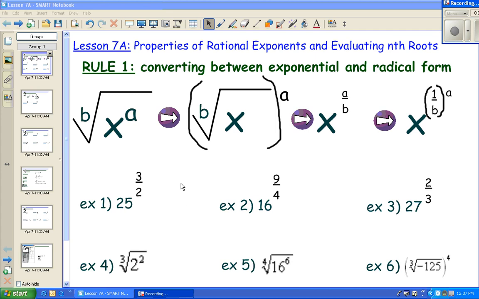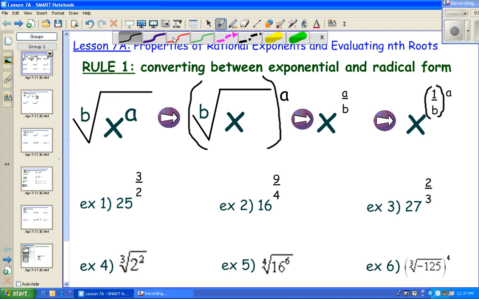So if we were just, we're not evaluating right now, if we were just going to rewrite these guys, this right here, remember the denominator becomes the index and the numerator is the exponent, would just be the square root of 25 cubed. It doesn't matter if you want to put the 3 here or the 3 on the outside. Now, because I know the square root of 25, I'm going to go ahead and do that first. Make the number smaller, and then cube it. So then my answer would be 5 cubed, or 125.